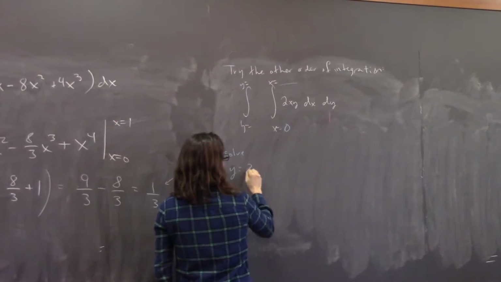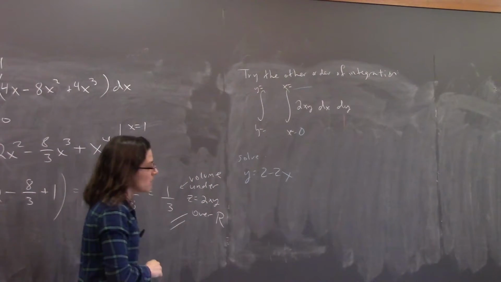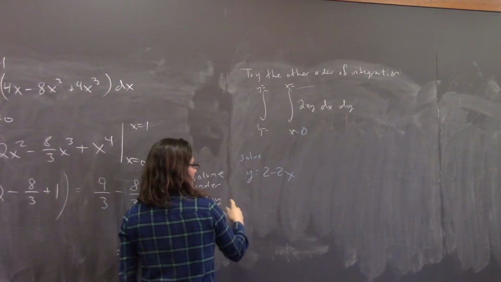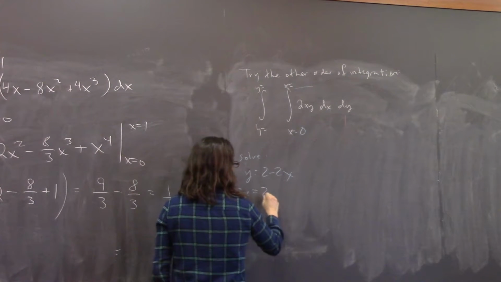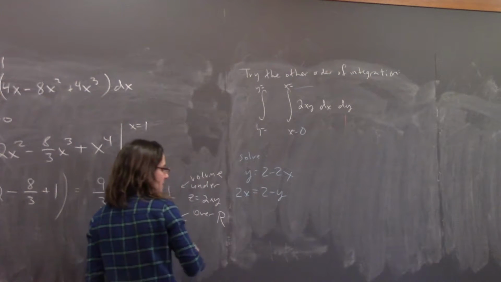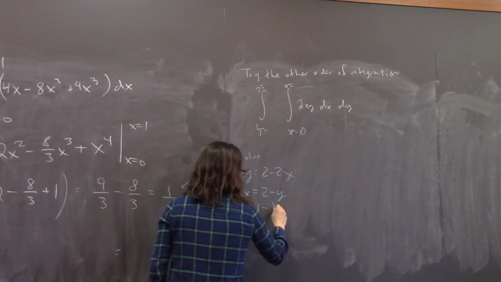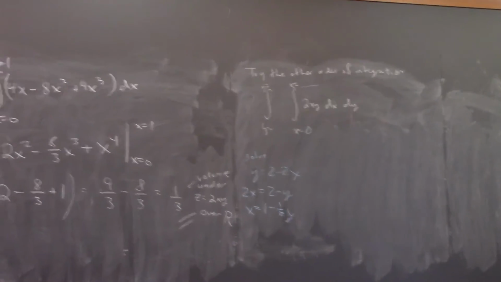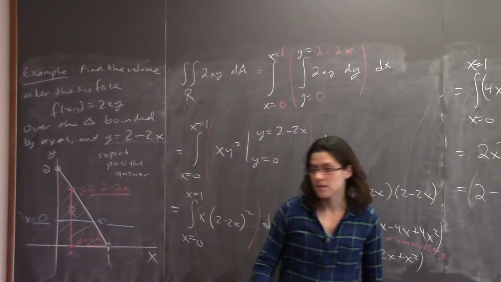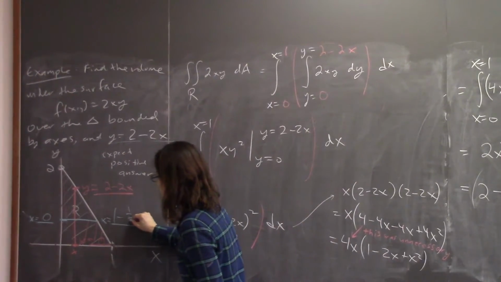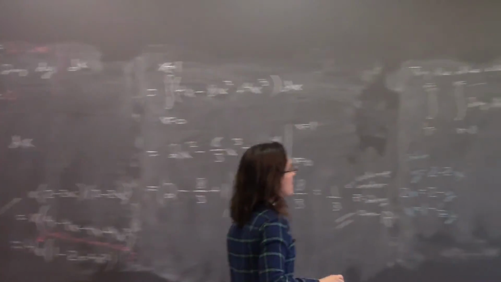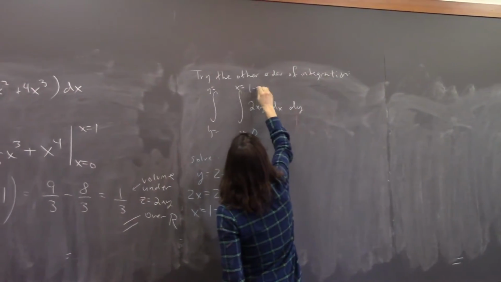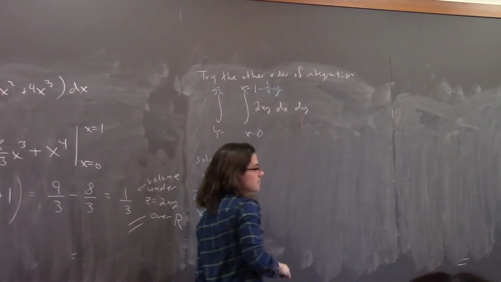We have y equals 2 minus 2x, and we want x by itself. So let's put the x on this side. 2x equals 2 minus y, divide by 2, x equals 1 minus 1/2 y. So that gives us what x is in terms of y on this line. So x is 1 minus 1/2 y. So up here, x equals 1 minus 1/2 y.